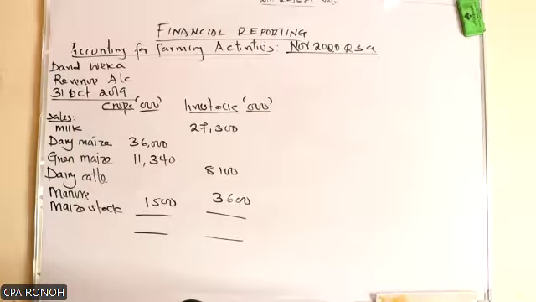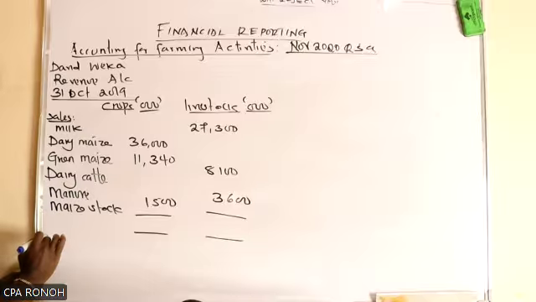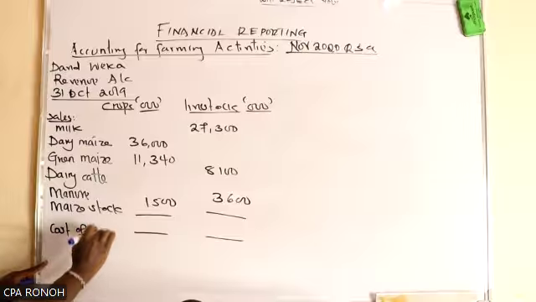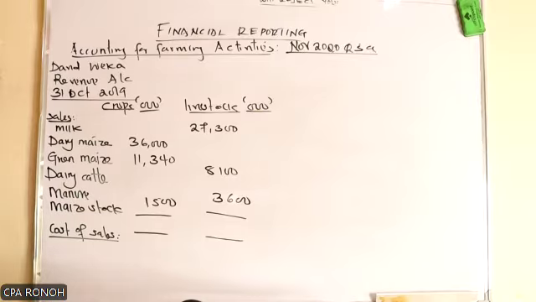And then remember we are preparing the revenue account, so we should also have the opening stocks and the cost of sales. So for cost of sales, we'll start with the opening stocks.